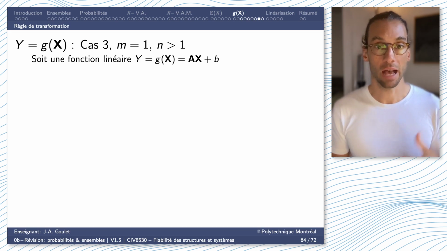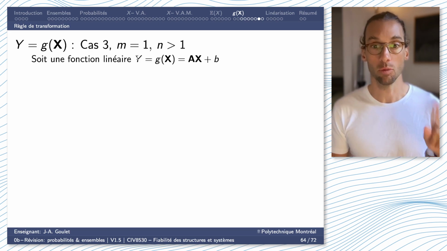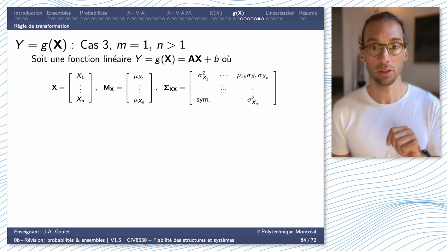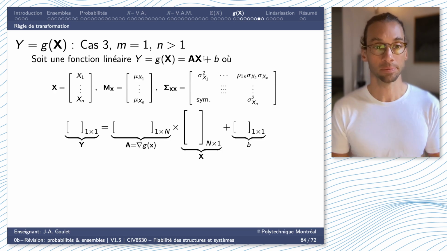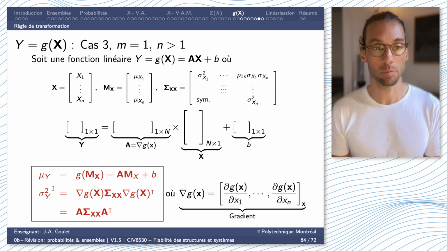Finally, third case where we have more than one input and one output. So a function y, which is unidimensional, equals ax plus b. In this case, it's going to be the same thing, the same mean vector and covariance. Basically, define my random vector x. I'm going to have y, which is a 1 by 1 output value. I'm going to have a gradient vector, which represents my gradient a. X is going to be an n by 1 dimensional vector, and b is going to be a scalar term. So in that case, my mean output is going to be a m_x plus b. My output variance is going to be gradient times sigma x times gradient transpose.